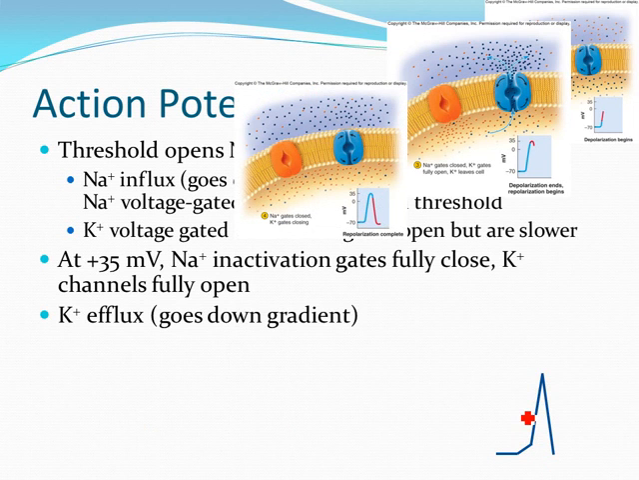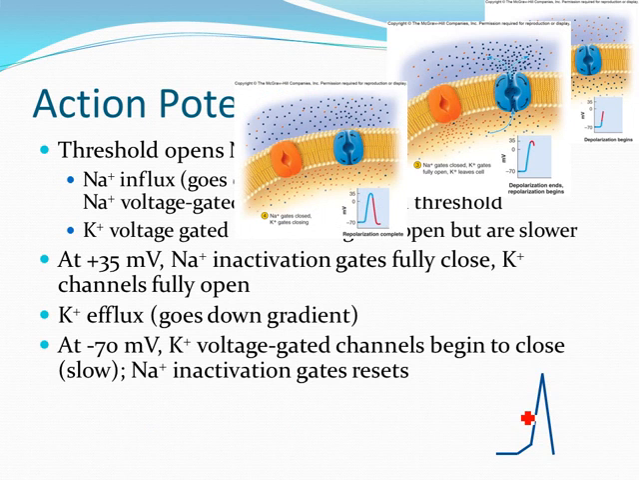Yeah, so it's going to be less positive, so it's going to be more negative. Once we get here at negative 70, the inactivation gates of the sodium channel now reopen, but it's now in a closed position, so no sodium goes in or out of the cell. The potassium channels now begin to close. Once again, they're pretty slow, so they're not going to be closed yet. There's still some going through, so some more potassium will be going from inside to out of the cell.